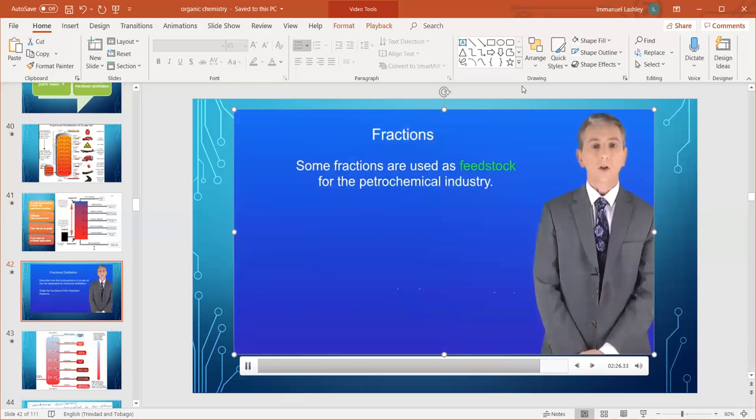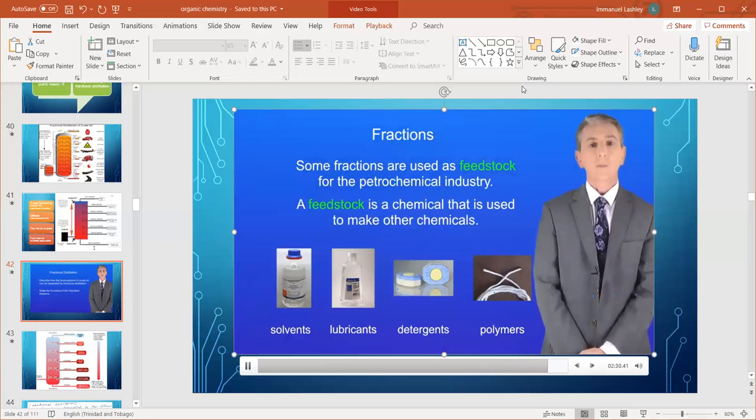Now, some fractions are used as feedstock for the petrochemical industry. And the word feedstock means a chemical that's used to make other chemicals. And I'm showing you some of these here. So feedstock fractions are used to make solvents, lubricants, detergents, and polymers.